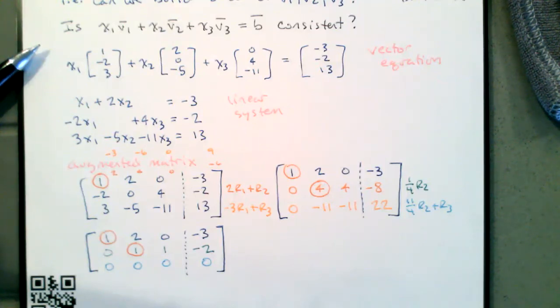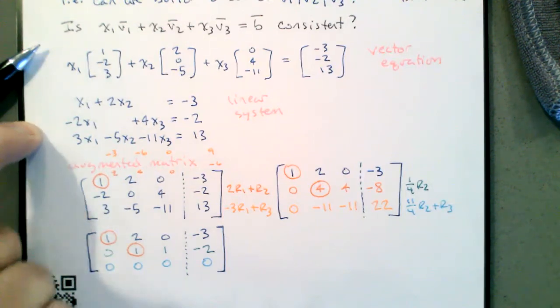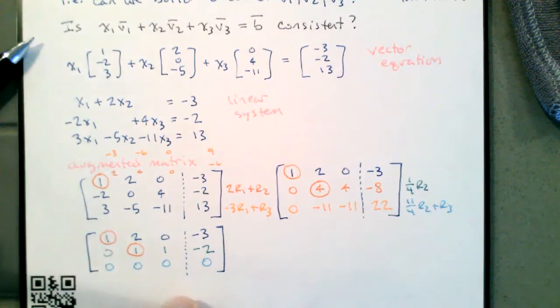Next, well, actually, let's stop and look at what we've got here. We can see that we're not going to be able to pivot in the third column. And since this is an augmented matrix, we can see that the rightmost column is not going to be a pivot column. That right there tells us that we're going to get a consistent system or a consistent vector equation, because the augmented matrix does not have a pivot in the rightmost column.